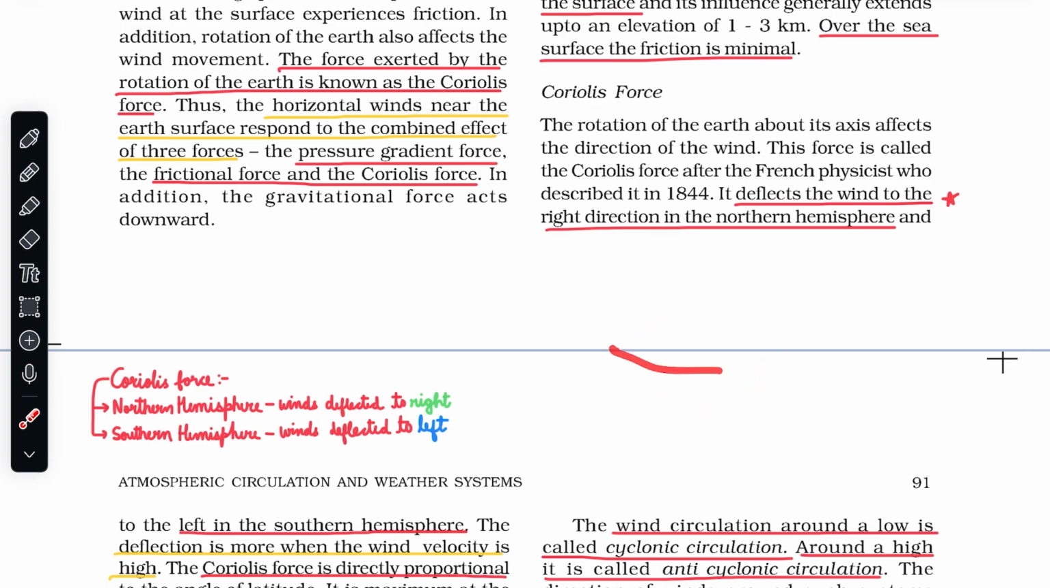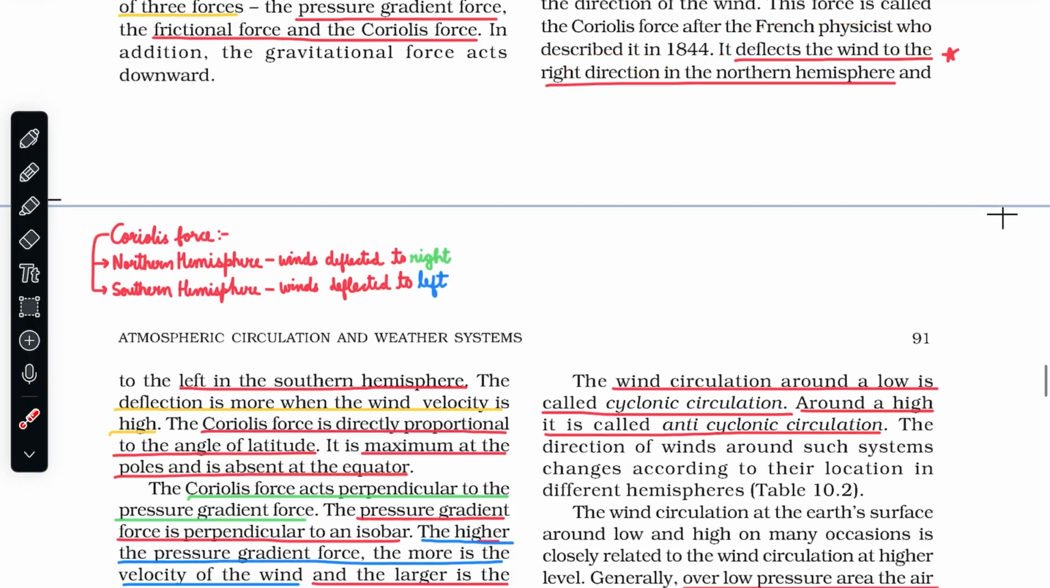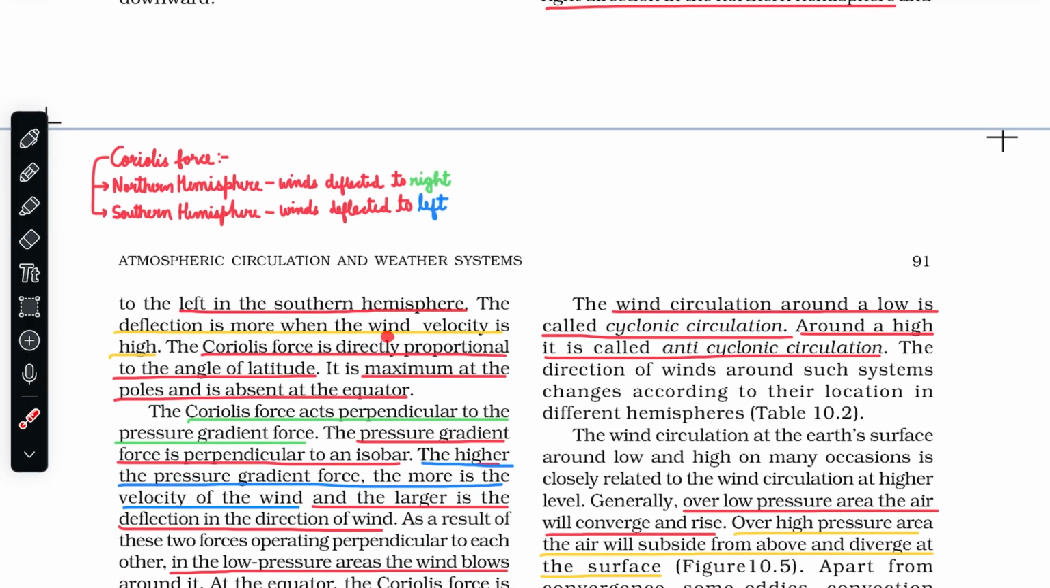So if this is the Earth, because of its rotation over its axis, in the northern hemisphere things will be deflected towards their right, and in the southern hemisphere towards their left. It deflects the winds to the right in the northern hemisphere and to the left in the southern hemisphere. Deflection is more when the wind velocity is high. Coriolis force is directly proportional to the angle of the latitude.